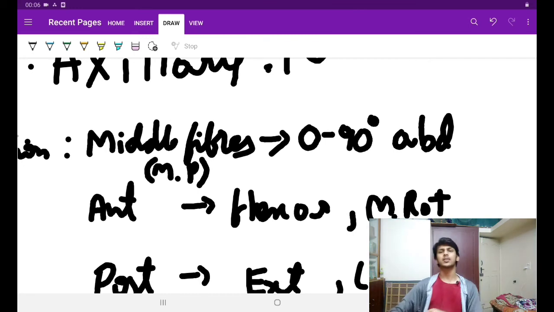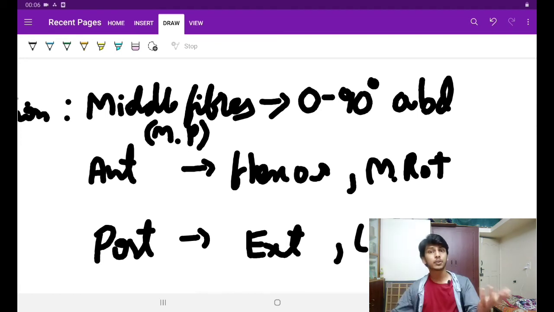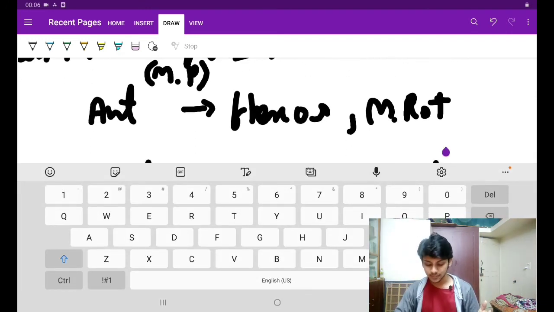Then the posterior fibers. If they contract, will it cause extension or flexion? Obviously extension it will cause. Will it cause lateral rotation or medial rotation? It will cause lateral rotation. Because it's in the back, if it pulls from the back, it will obviously go laterally, isn't it? So that was the reason it is forming the lateral rotation. So these were the actions.